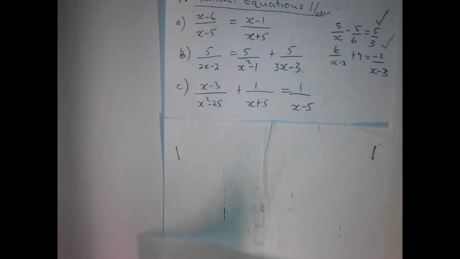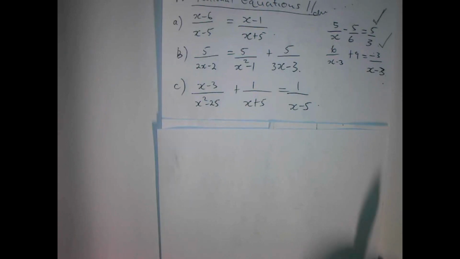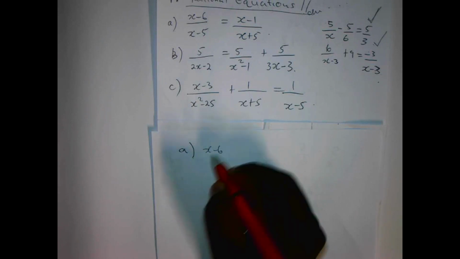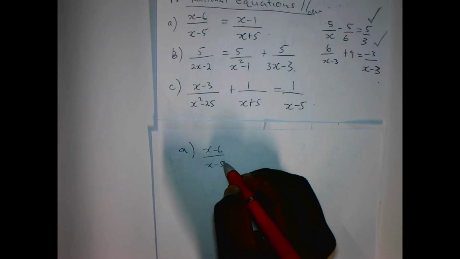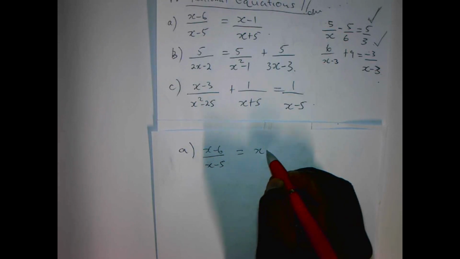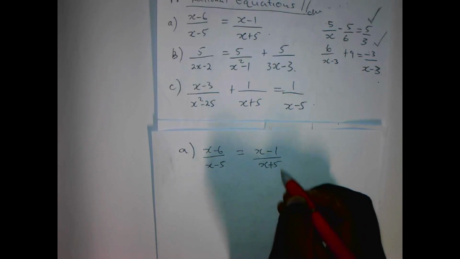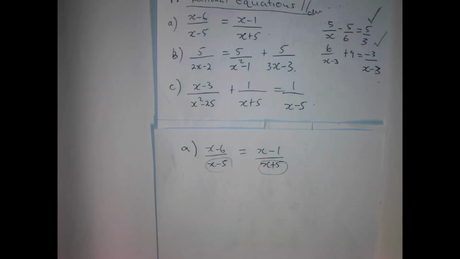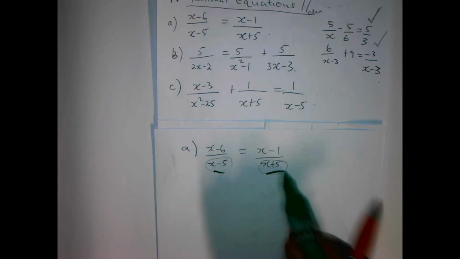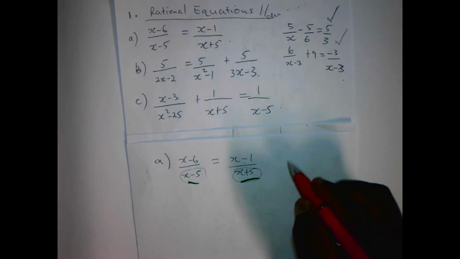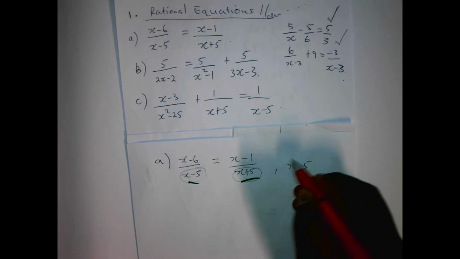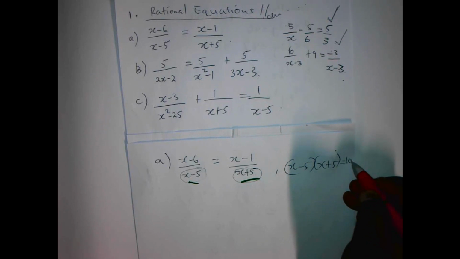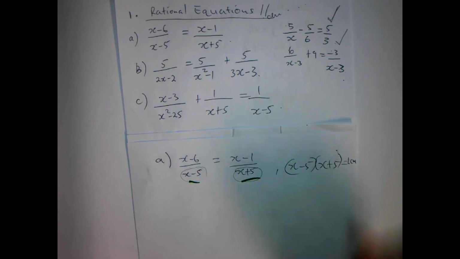And deal with part A, which is x minus 6 over x minus 5 is equal to x minus 1 over x plus 5. This is straightforward. The LCM of these two terms that I've highlighted here, our denominator terms, is actually the product of the terms x minus 5, x plus 5. That is our LCM.